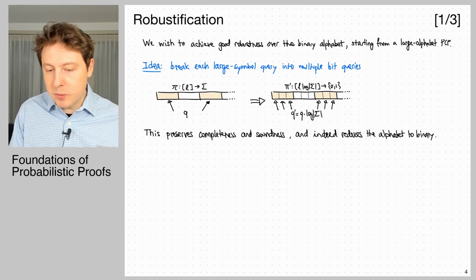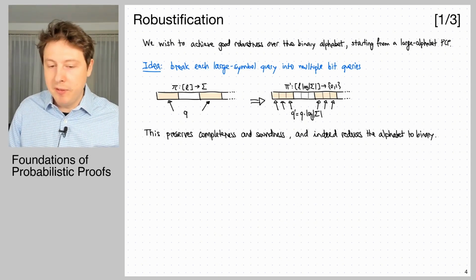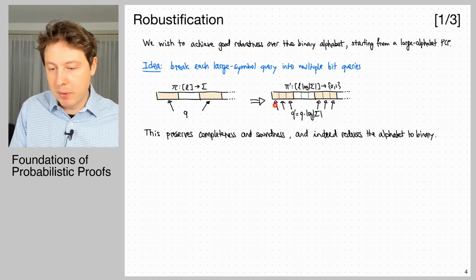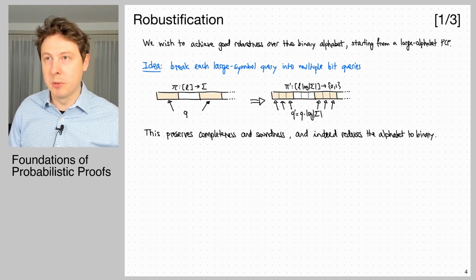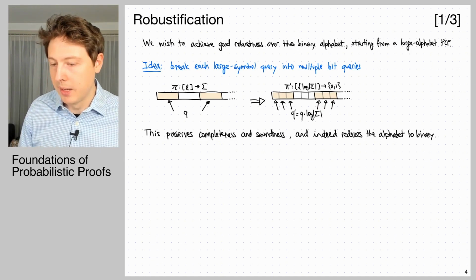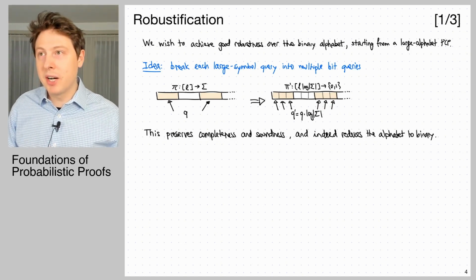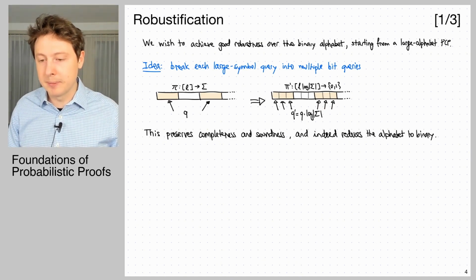It should be clear this preserves completeness and soundness. Because if before I was making my queries like this, and now I make my queries like that, I have this one-to-one correspondence between proofs. So I really preserve completeness and soundness. And also, by construction, we have reduced the alphabet from a large alphabet to a binary alphabet.